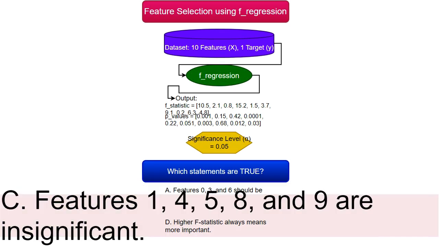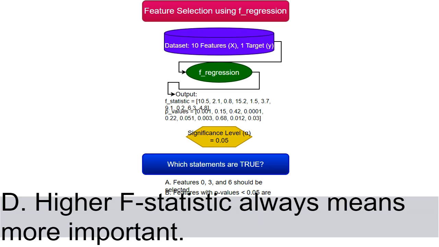The p-values for these features are above 0.05, implying there is not enough evidence to suggest they have a strong relationship with the target variable. While a higher F statistic usually shows a stronger relationship, the p-value is the ultimate judge. A feature could have a high F statistic but a p-value above 0.05, making it statistically insignificant.